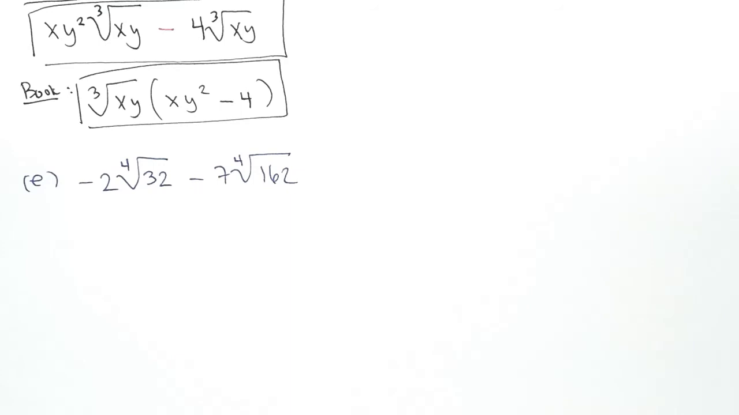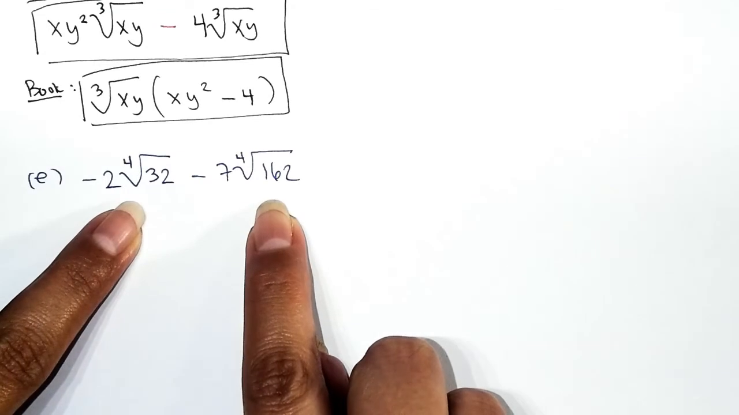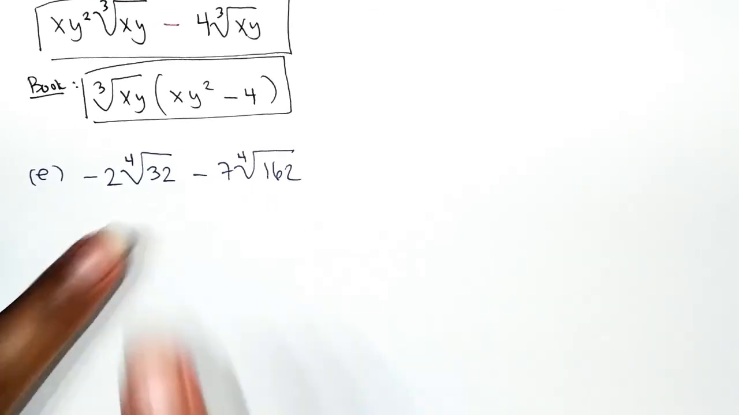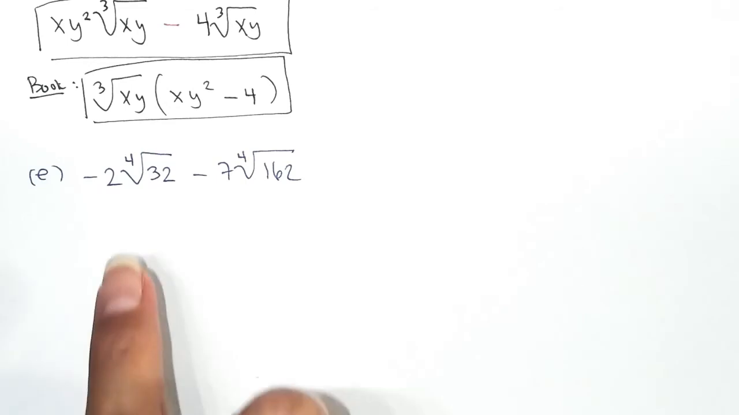But now what I'm going to ask myself is this: are they like radicals? Do they have the same radical part? And the answer is no. So the question is, can I subtract right now? No. Maybe later, but right now, no. But we can't just say can't do it, because although they're not like radicals, we can simplify each radical.